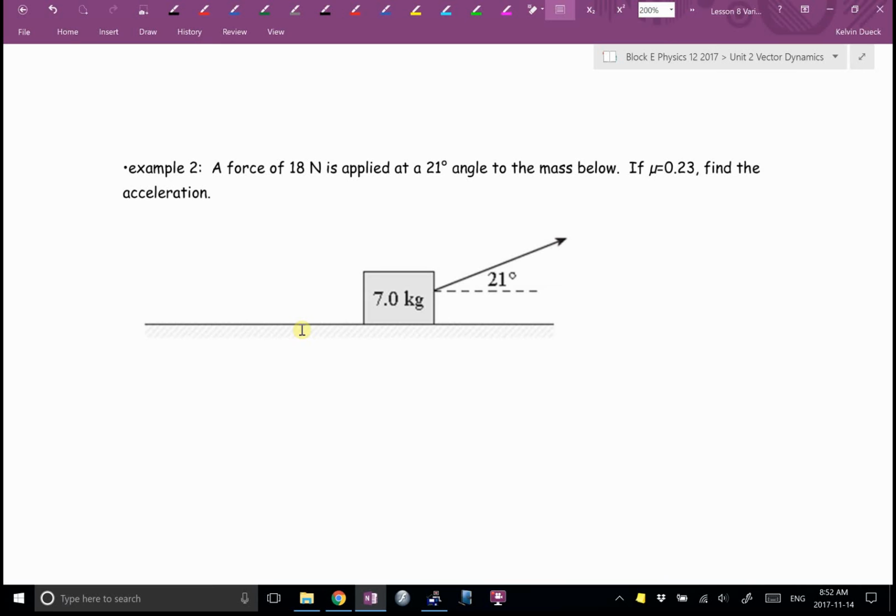Free body diagram, what are the forces acting on this? Get the obvious one. We're going to have good old mg down. Boy, that gravity looks really crooked. Let's try that again. What else? I see a force at an angle. Before I do the normal force, I better break that force at an angle up into its components. And it's going to be fx and fy.